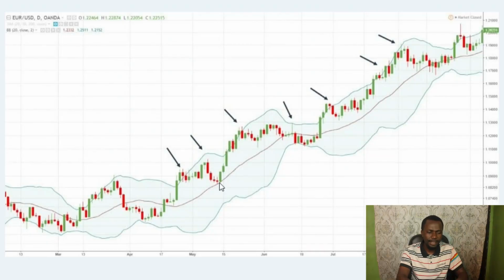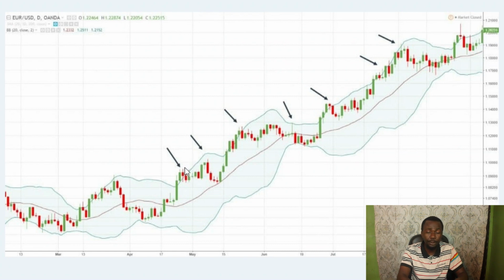So I'm going to give you an example of what I'm talking about. You can see clearly that the market is in an uptrend, right? So you see that the market is always coming above the upper band because the market is in an uptrend.